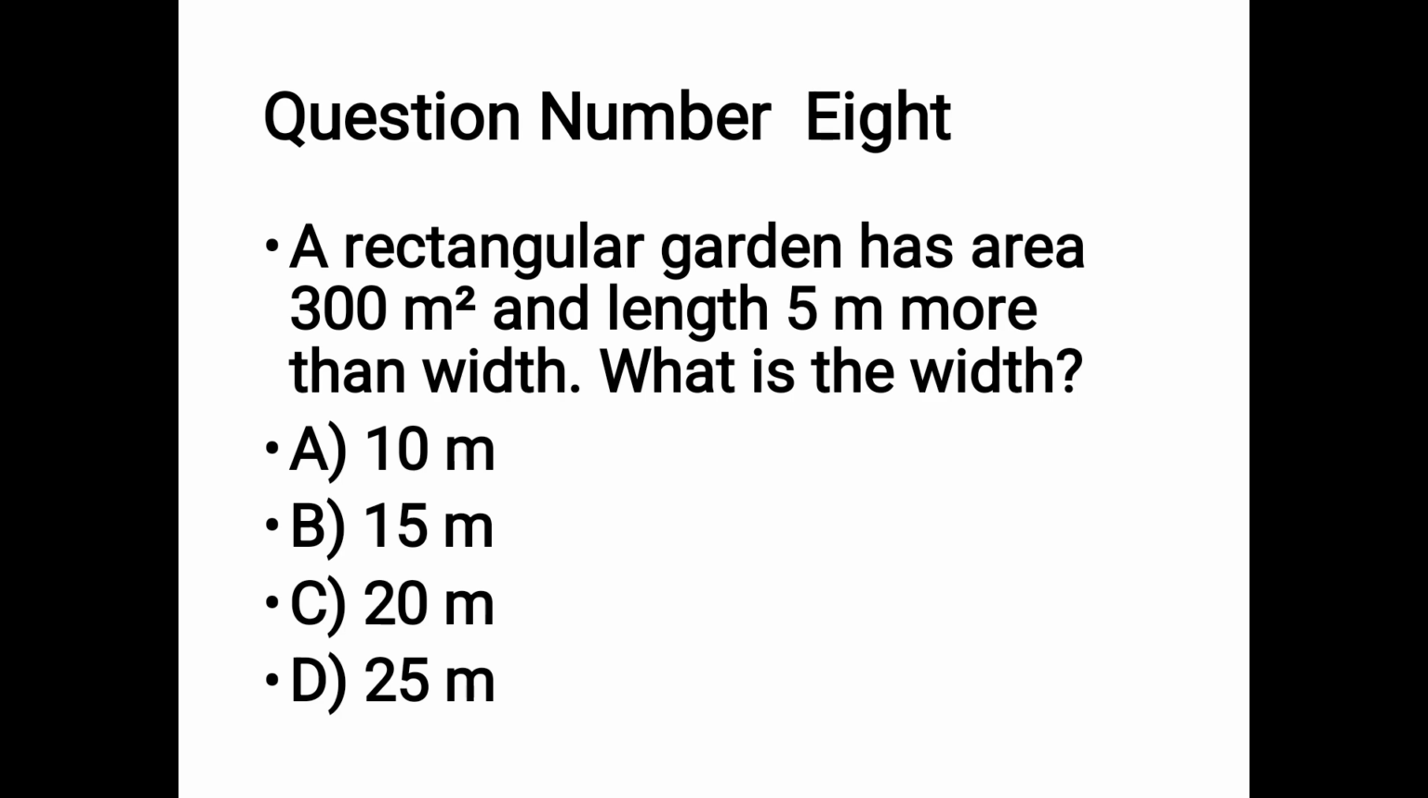Question number 8. A rectangular garden has area 300 square meters and length 5 meters more than width. What is the width? A. 10 meters. B. 15 meters. C. 20 meters. D. 25 meters. You have 10 seconds.